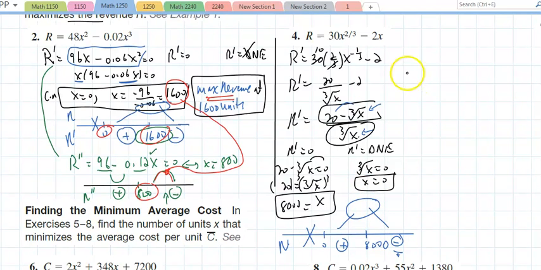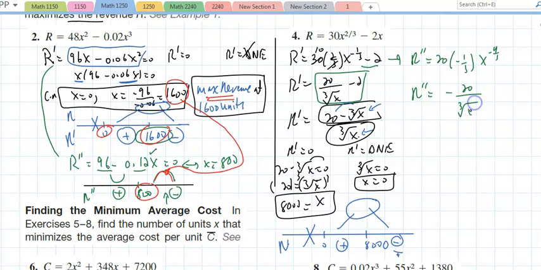Another way of doing this, observe this. If I take a second derivative, remember, that's 20, bring the power down, subtract 1 from the power. And do you see this becomes a 0? R double prime is negative 20 over the cube root of x to the 4th. Where does r double prime equal 0? Where does r double prime not exist? Well, a fraction equals 0 if the top equals 0. That's not possible. It does not exist at 0.